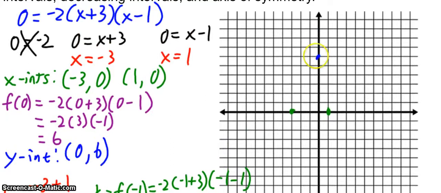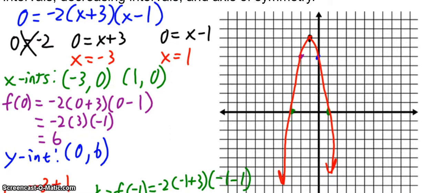So I'm going to plot my vertex, which was at -1, 8, and now I can draw a little bit more of the graph. Because of symmetry, I know that there's going to be a point here, and so the curve is going to look kind of like this.